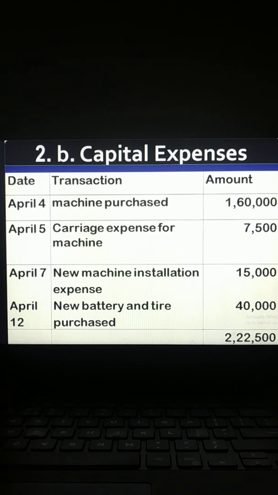And the last one is new battery and tire purchase. You know that if you buy a battery and tires for a car, they will give service for at least more than 1 year, 2 years, 3 years. So this is capital expenditure.